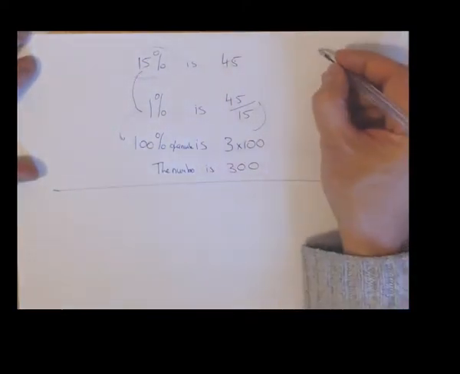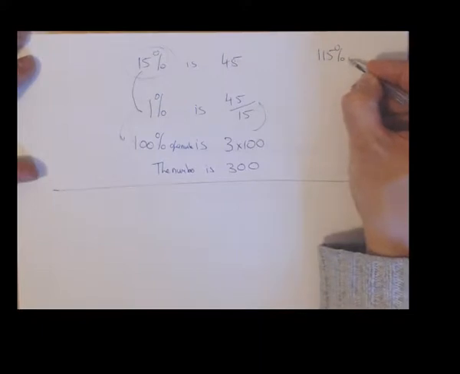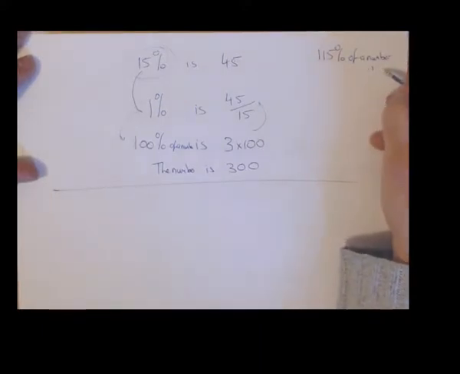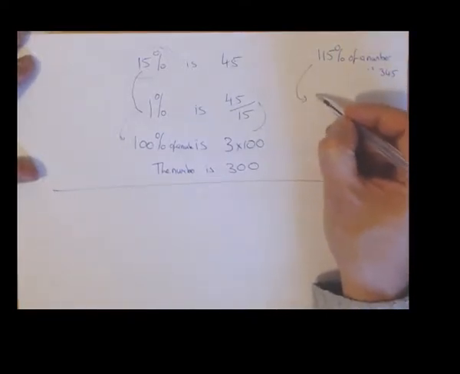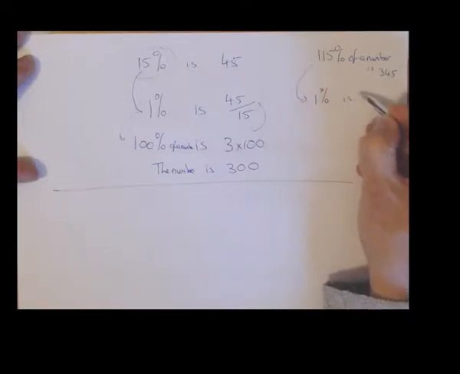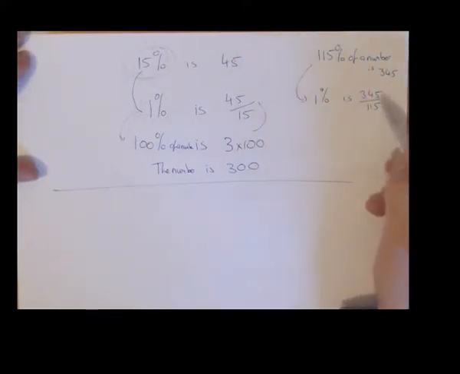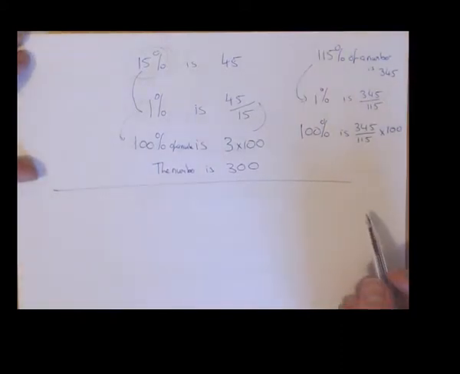This also works if you're told that 115% of a number is, for example, let's say 345. We can find 1% is 345 over 115, because you make it 115 times smaller, so you have to do the same to the number. Then you make it 100 times bigger, and we do the same to our answer on the right hand side. So that's how you do that.